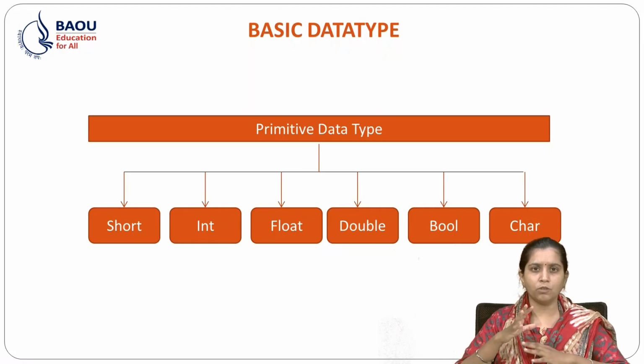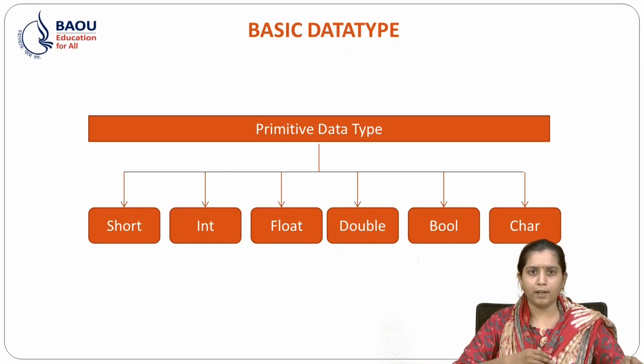Integer is used to store variables and whole numbers without decimals. It has a size of 4 bytes only. For example, int x is equal to 10 or int y is equal to 37. If we want to declare this type of variable, then we will use the integer data type.